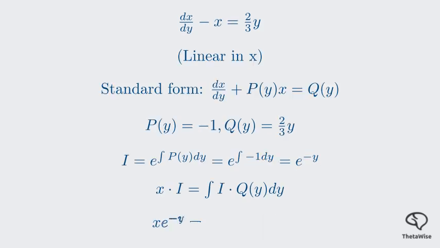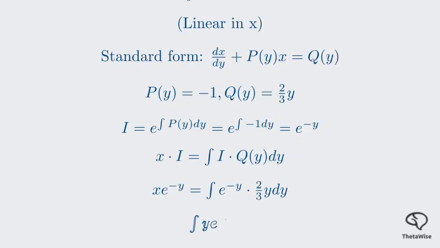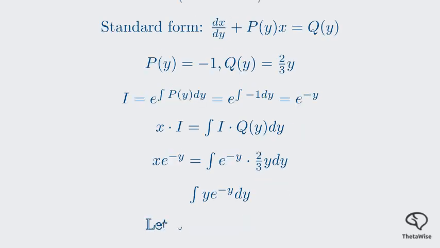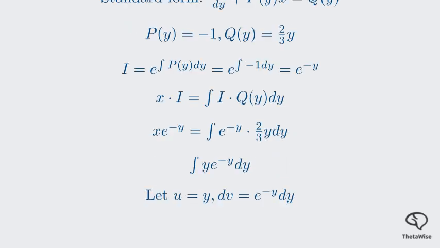Substituting, we get x e to the negative y equals the integral of e to the negative y times 2/3 y dy. The integral on the right requires integration by parts. We can pull out the 2/3 and focus on the integral of y e to the negative y dy. Let u equals y, dv equals e to the negative y dy. Then du equals dy, v equals negative e to the negative y.